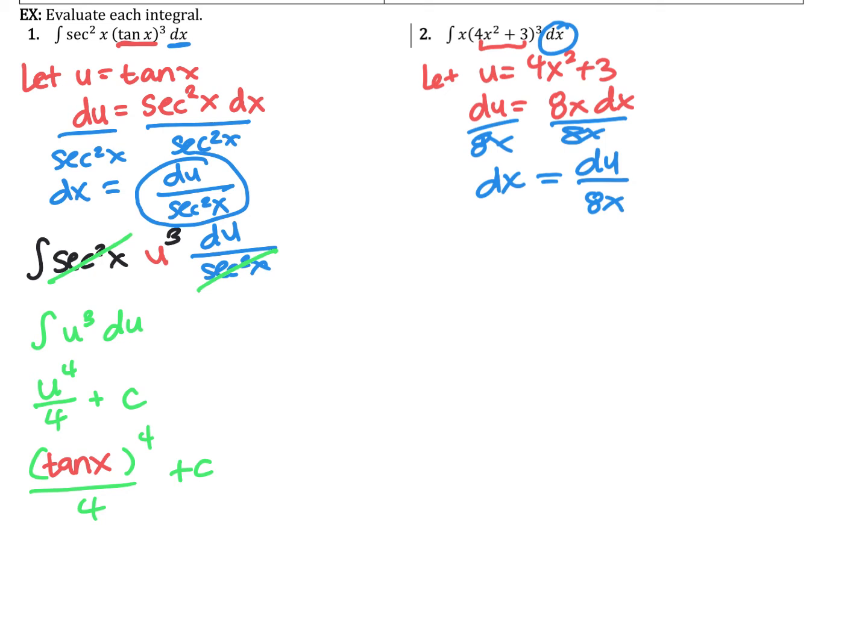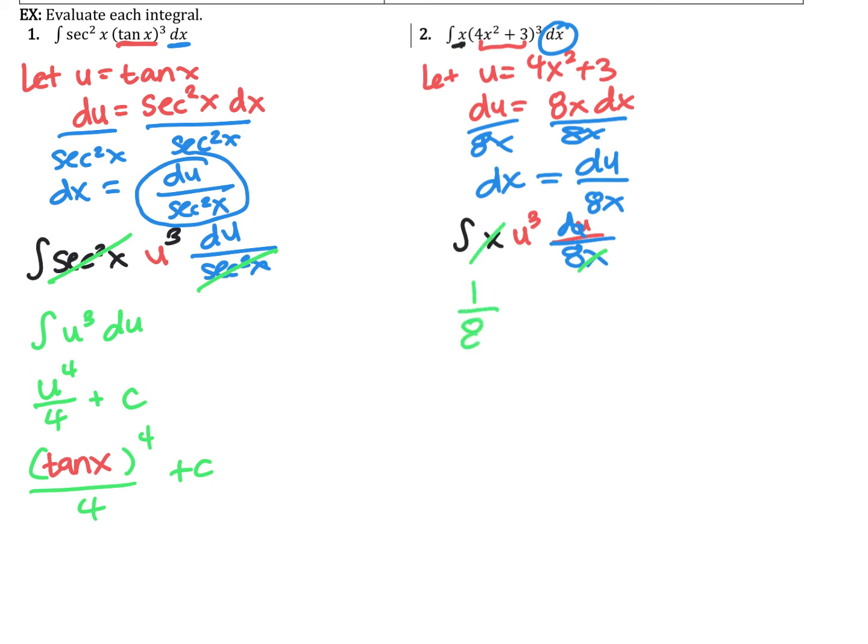Now, I encourage you to just rewrite the integral. Pause the video and rewrite the integral. So if I rewrite this integral, it's going to be the integral of x, I didn't do anything with this x yet, times u to the power of 3, and instead of dx, I'm going to have times du over 8x. So now the x's are going to divide away, and I have an 8 in the denominator.